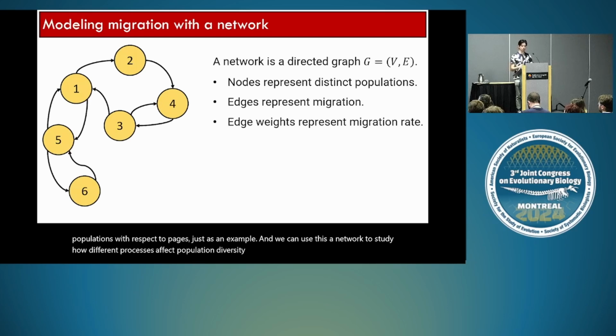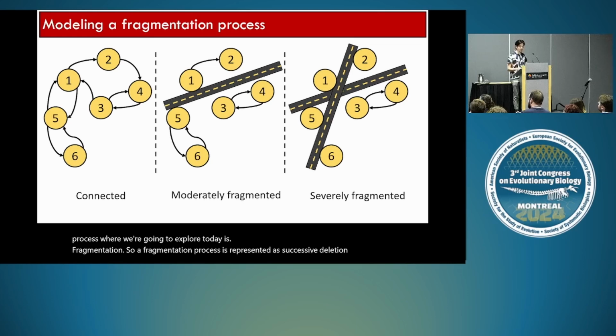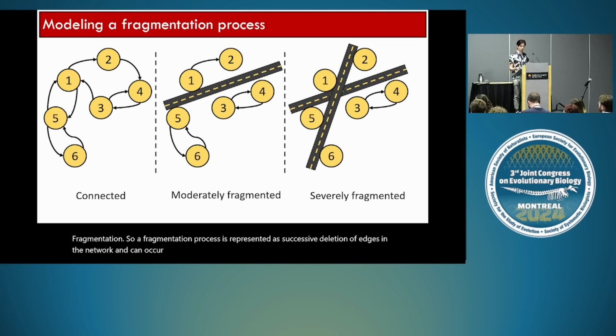And the interesting ecological process we're going to explore today is habitat fragmentation. So a fragmentation process is represented as successive deletion of edges in the network and can occur with a variety of patterns. Intuitively, we can imagine a type of fragmentation like shown here, where we start with the initial connected network seen on the left, and that represents the natural state of some landscape.